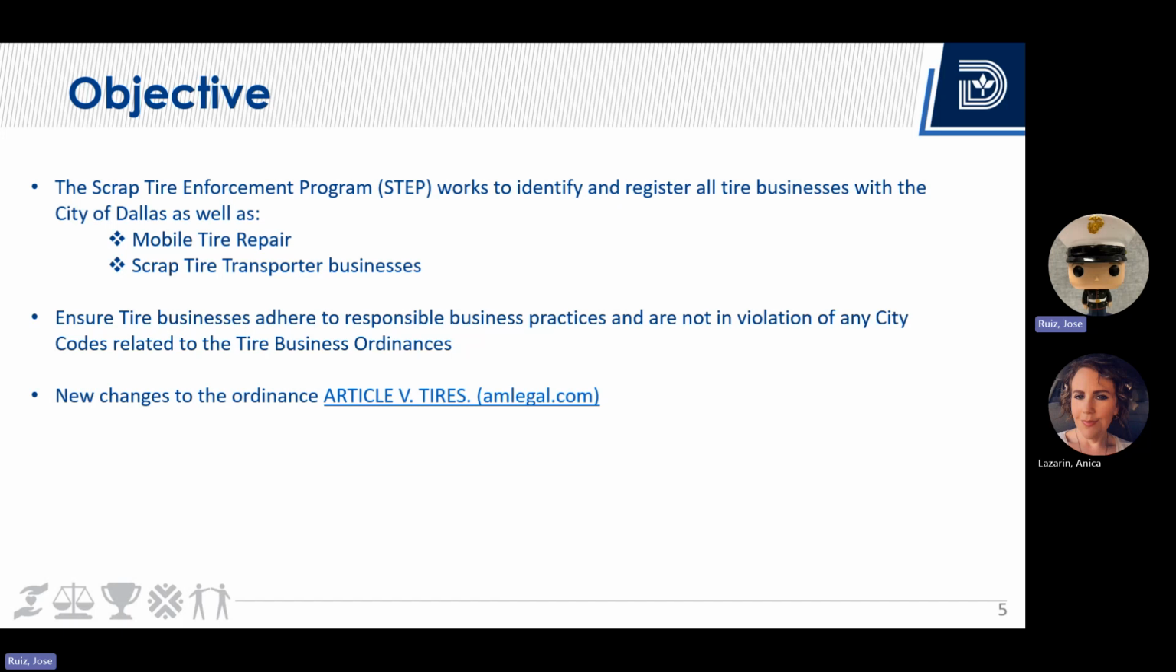Our objective is to ensure tire businesses adhere to responsible business practices and are not in violation of any city codes related to the tire business ordinances, which in this case would be Chapter 18 and Chapter 19. At the end of the presentation, there'll be a short quiz that you'll have to take and pass with a score of at least 70.